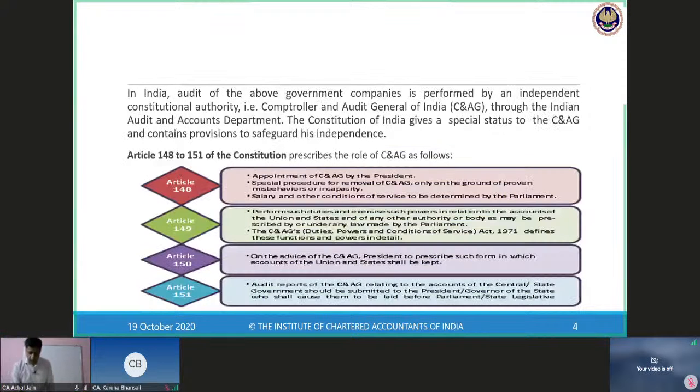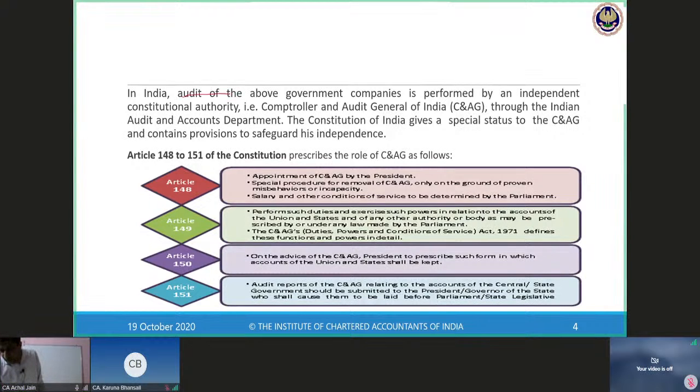Now let's quickly get through some of the requirements which are specific to the government companies, to the PSUs, or to this government setup as a whole, and then we'll get on to the audit procedures and the various requirements related to audit. In India, audit of the government companies is performed by an independent constitutional authority. What is that called? CAG, Comptroller and Auditor General of India.